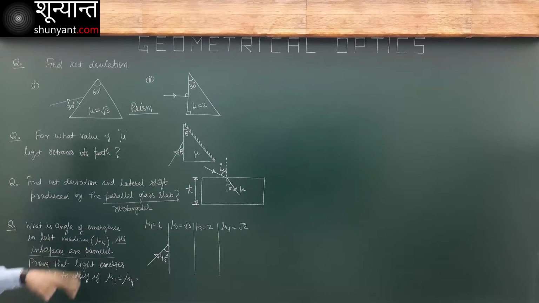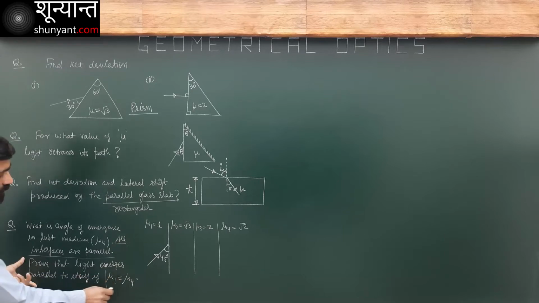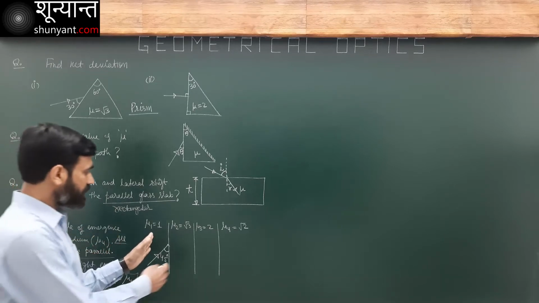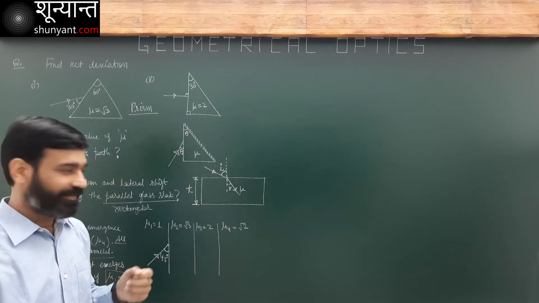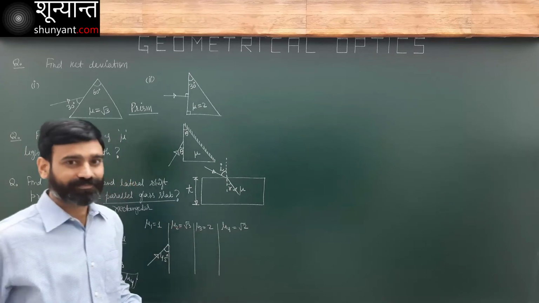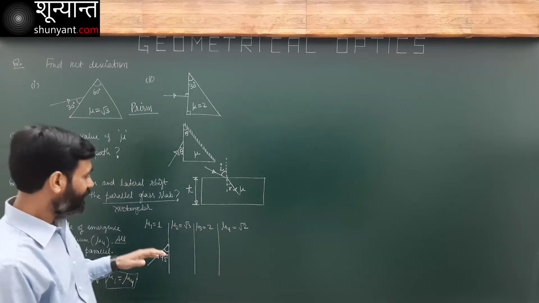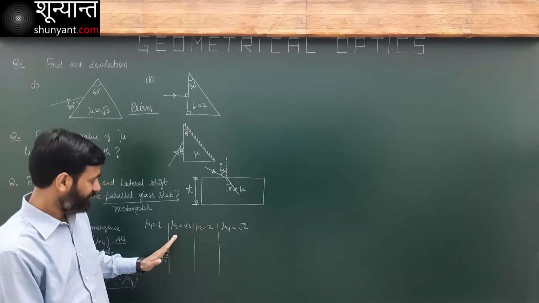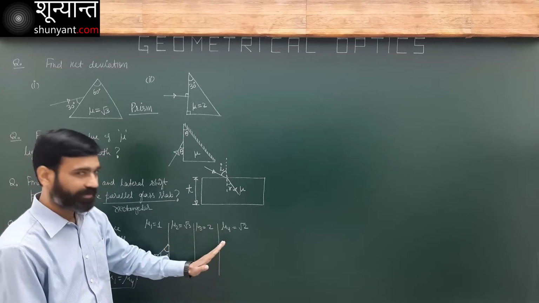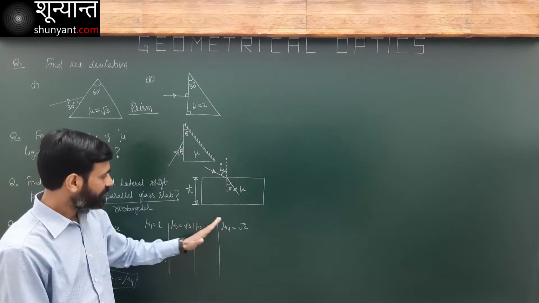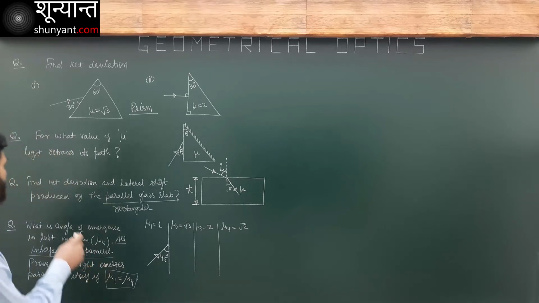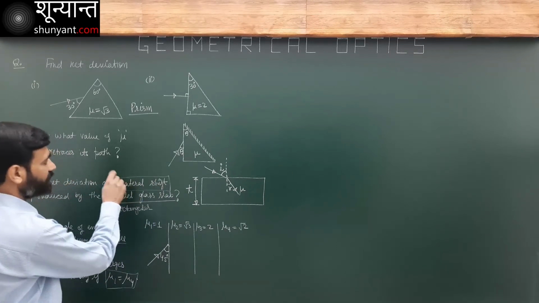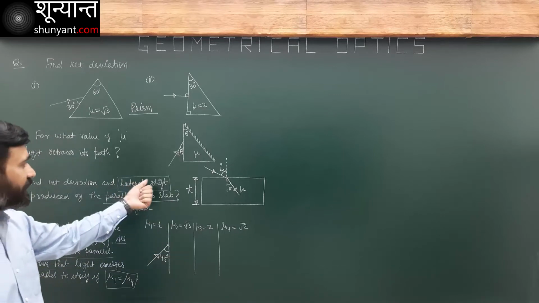All interfaces are parallel. Prove that light emerges parallel to itself if mu 1 is equal to mu 4. That means if the first medium and the last medium are both the same, then no matter what happens in between, the light is always going to emerge parallel. But it will be shifted somewhat. Light is going to come out parallel to this direction. Maybe it will be shifted. There will be some shift. That is known as lateral shift. We will see how to calculate it in this problem.